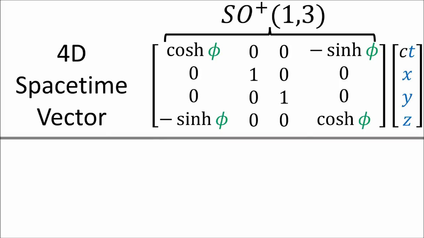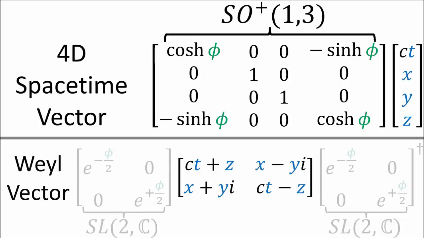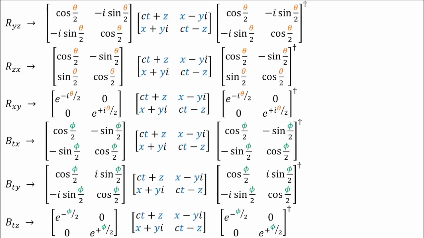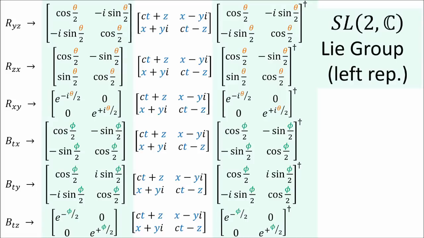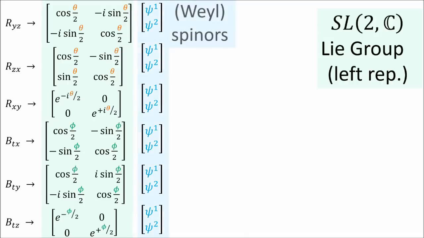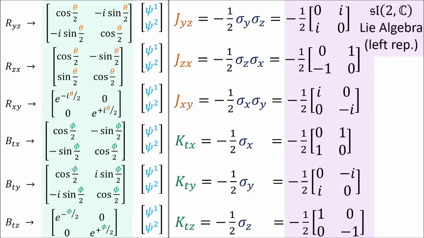An alternative way to do Lorentz transformations is to write the time XYZ components as a 2x2 Weyl vector and transform them using a pair of SL2C matrices. These are the 6 Lorentz transformations on 4D spacetime vectors written as double-sided SL2C transformations. An individual SL2C matrix will Lorentz transform a Weyl spinor. And here are the SL2C generators. These sets of matrices are representations of the Lie group SL2C, and their generators are representations of the Lie algebra SL2C.